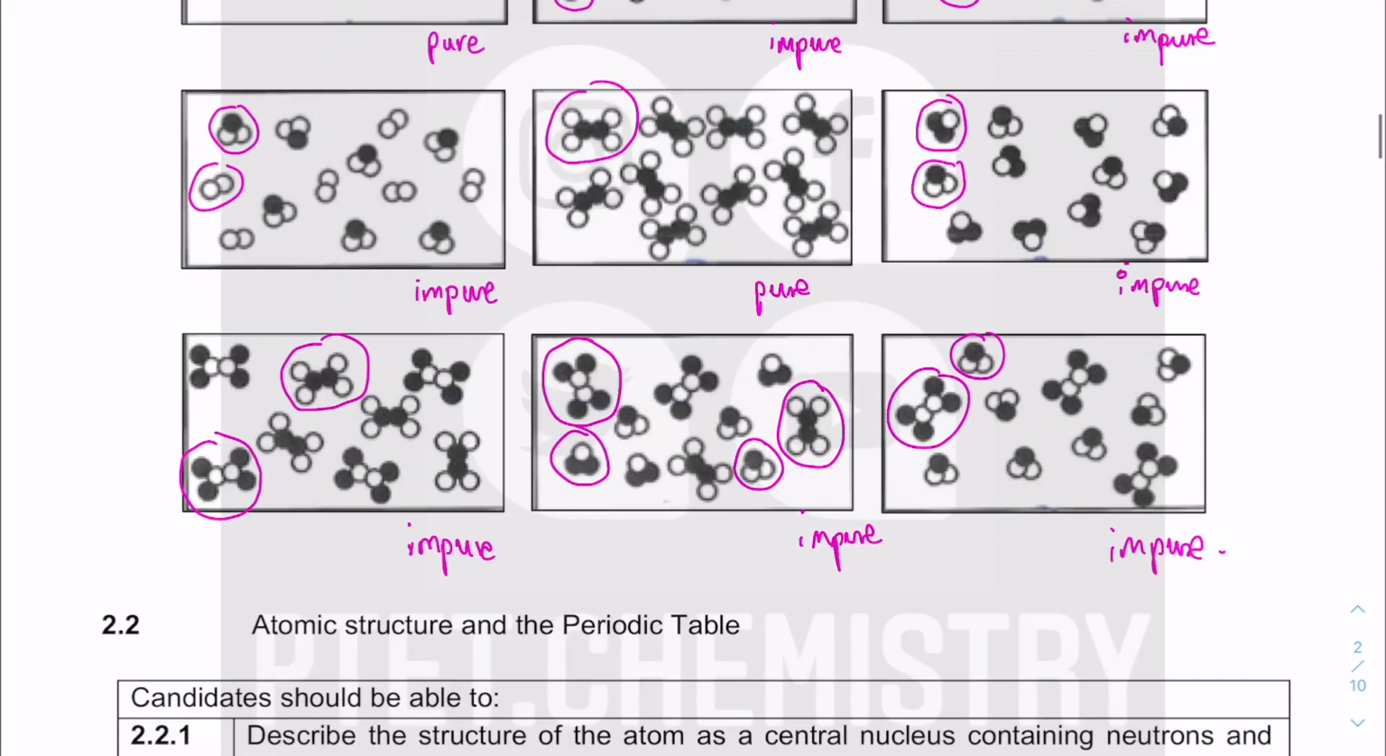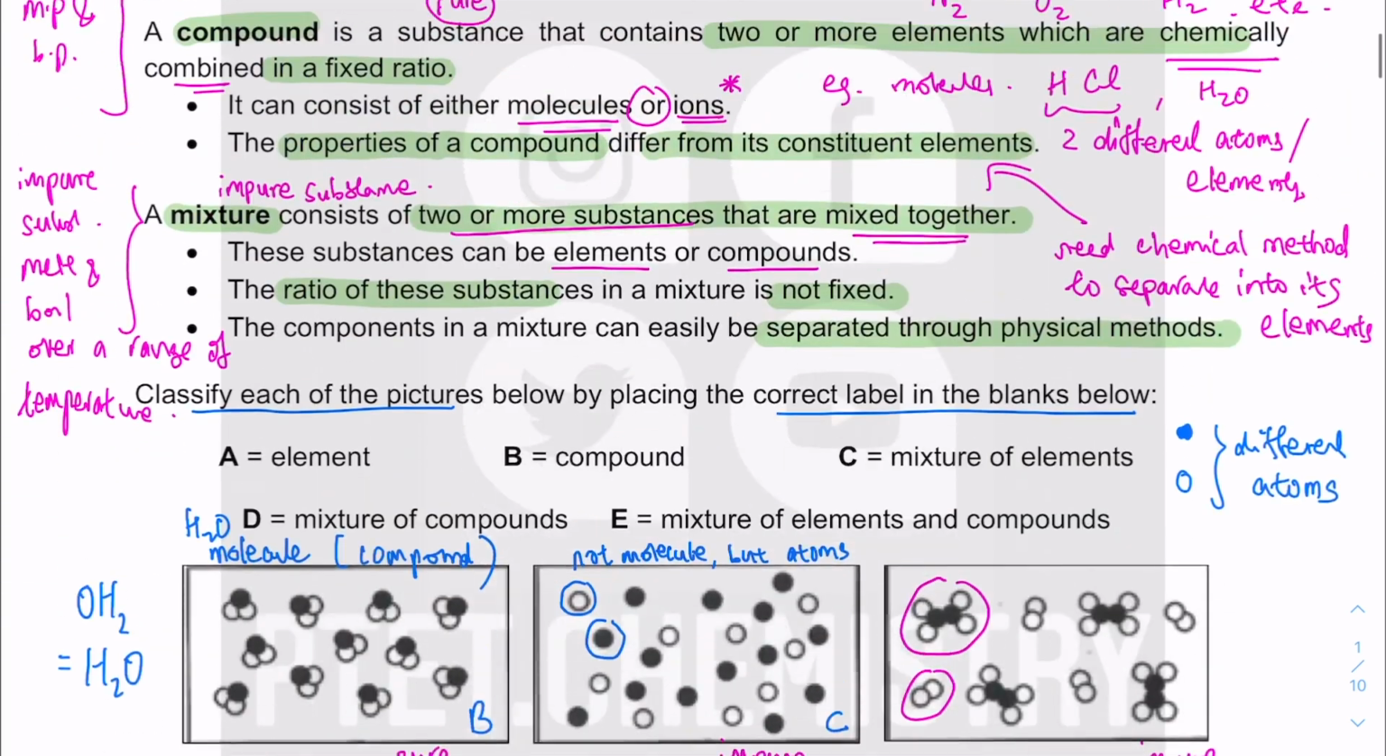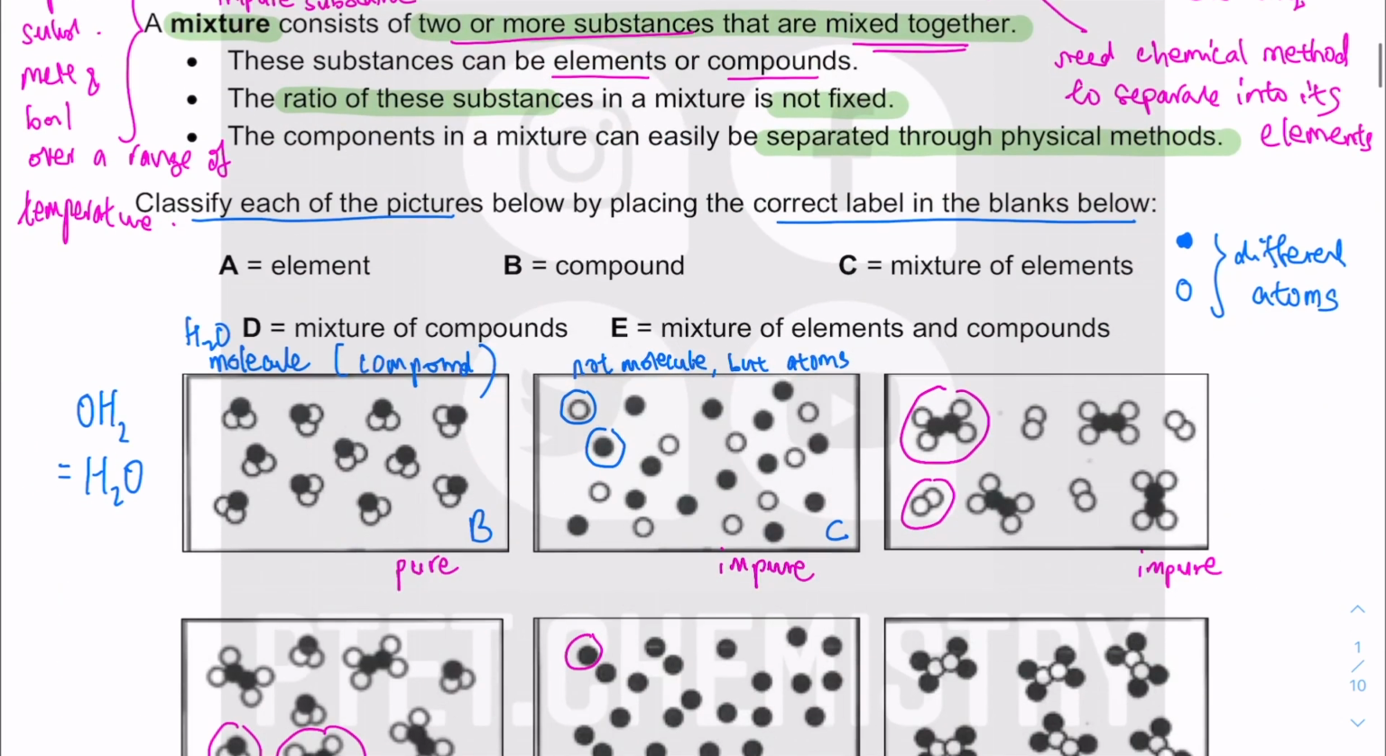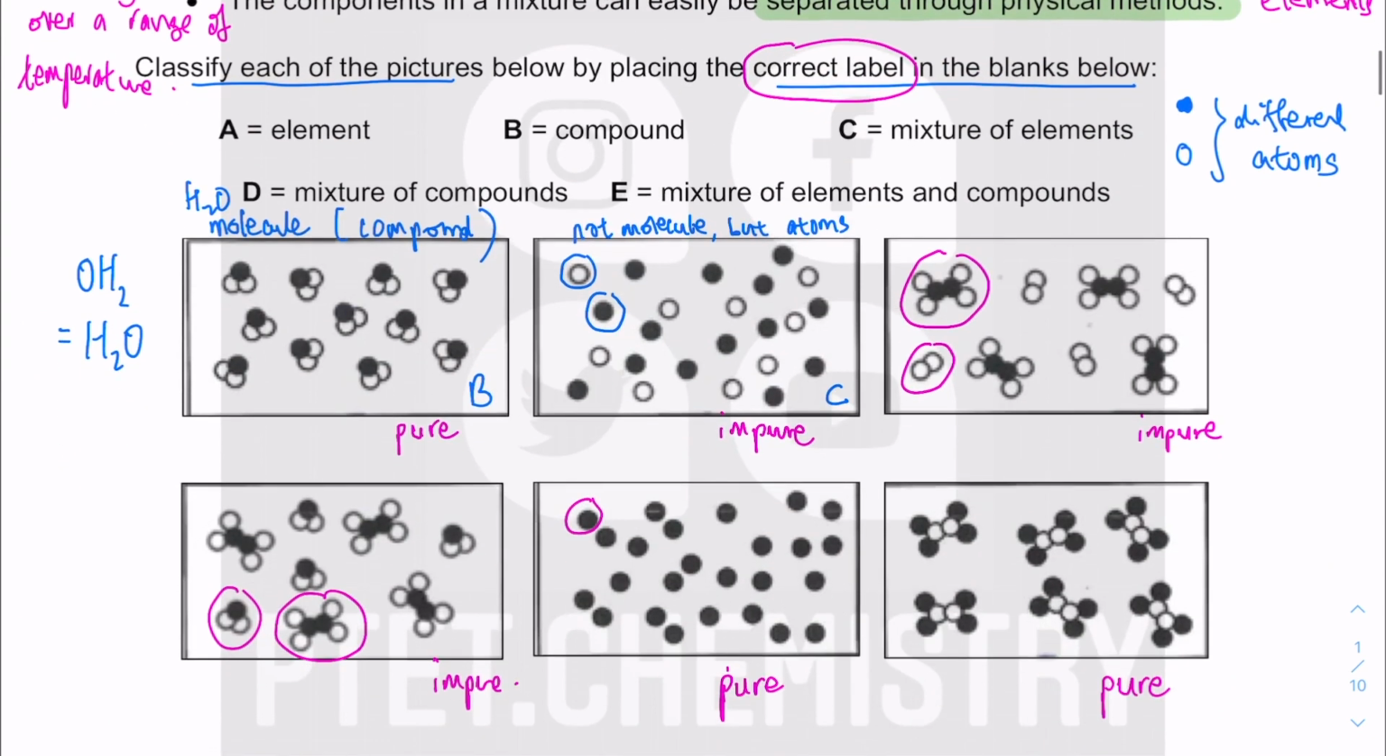Alright, so when we talk about pure and impure, I go back to this idea of pure substances can be elements or compound, but whenever you have impure substance, it tells you it's a mixture. Is it a mixture of elements, mixture of compound, or mixture of elements and compound? We need to read the question, correct label. Alright, so I've done it for this first one and second one. Based on the definition of a compound, 2 or more elements chemically combined together, and there only one type of compound here, so it's just compound.